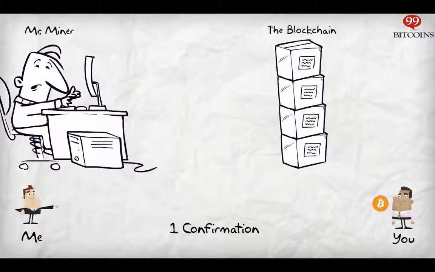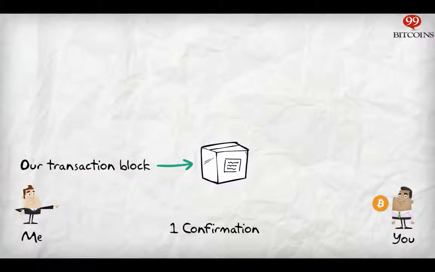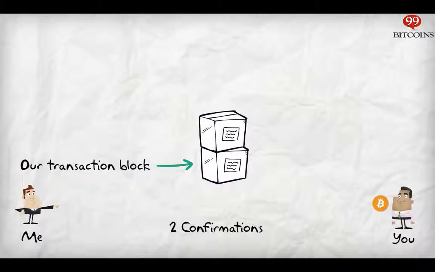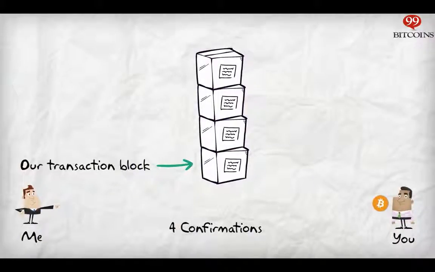Over time, other blocks will be built over the block containing our transaction. The more blocks built, the more confirmations you will see, and the risk of me succeeding in double spending this Bitcoin will reduce.